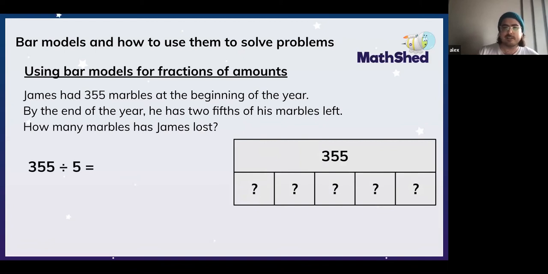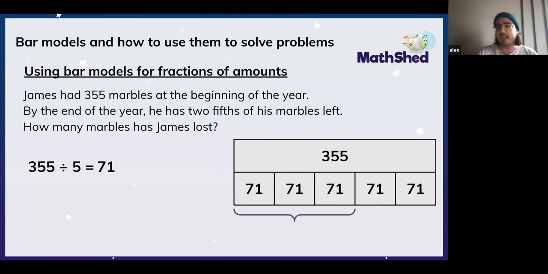To find fifths, we obviously have to divide by 5. 355 divided by 5 is 71. So we put 71 in each of the equal 5 part bars. But then we need to find 3/5, the total number of marbles that James has lost. 71 times 3 is 243. I do think I've messed up there.